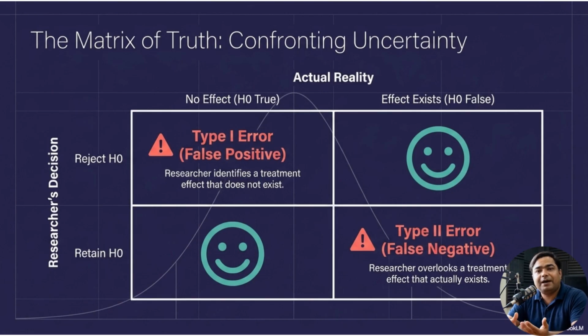A type 2 error happens when we fail to reject H0 even though H0 is actually false. This is also called a false negative. In simple words, there is a real effect, but the researcher fails to detect it. For example, the teaching method really improves scores, but our study does not find enough evidence. So, hypothesis testing is not a perfect truth machine. It is a structured decision system that always includes some risk of error.